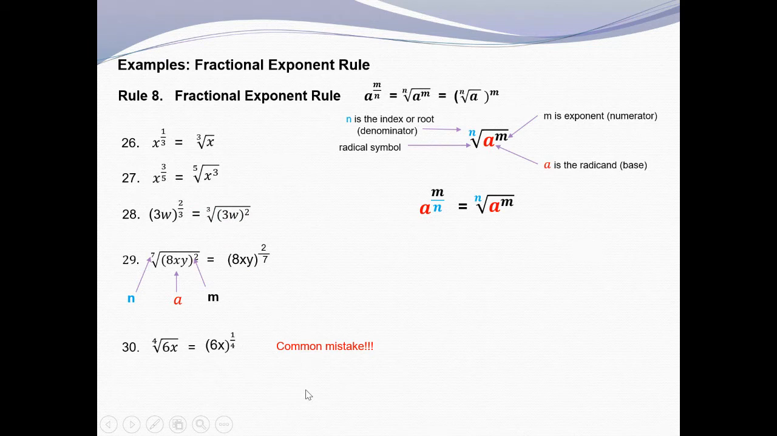Here's what I tell you guys about the common mistake. If you have 6x to the 1/4 power, in this case the 6 is not part of the exponent here, only the x. So please be careful. Only the x is raised to the 1/4 power. The 6 is on the outside, because the x is your base, and the base is the radicand in the radical. And the denominator is your index. So if it was in this form, this will be the answer: 6 times the 4th root of x. So please be careful with those.